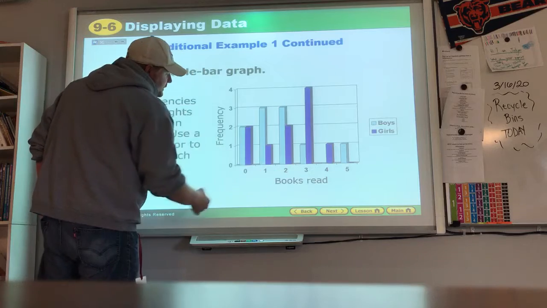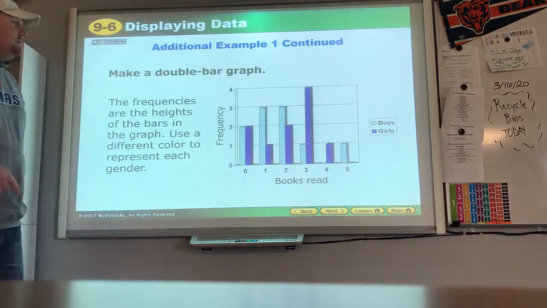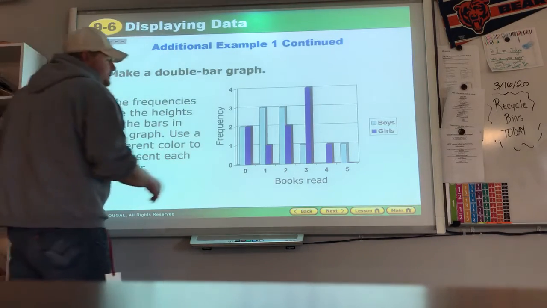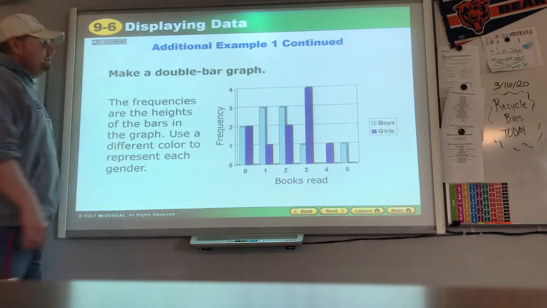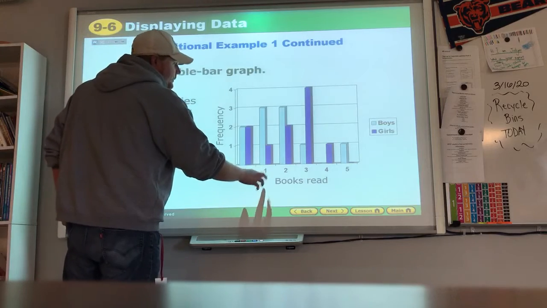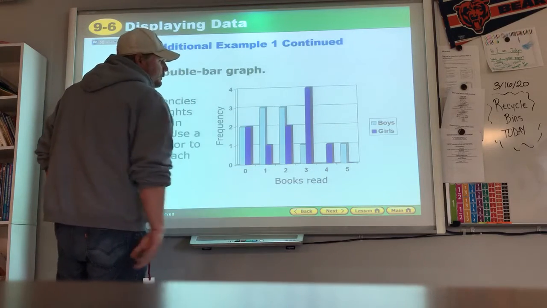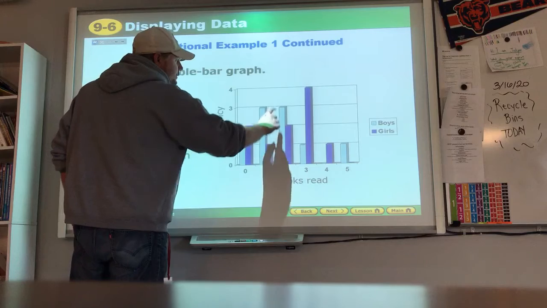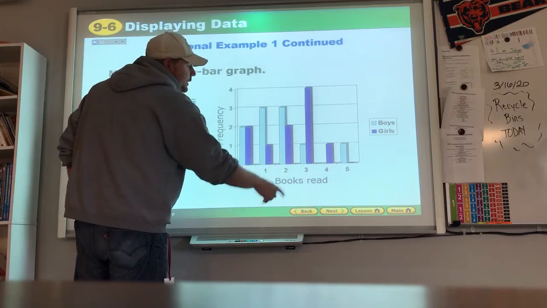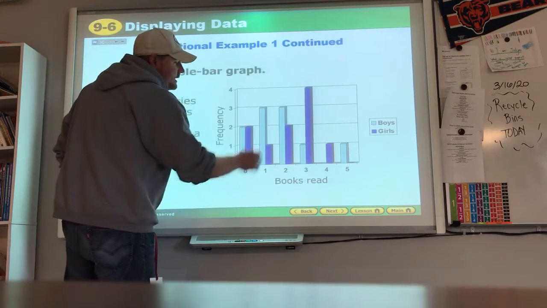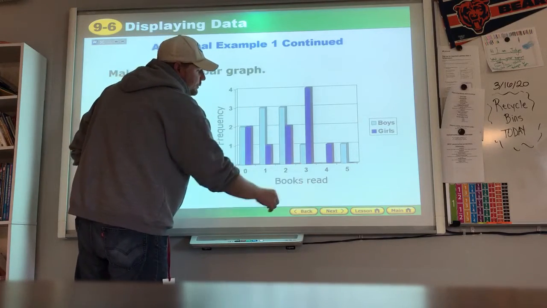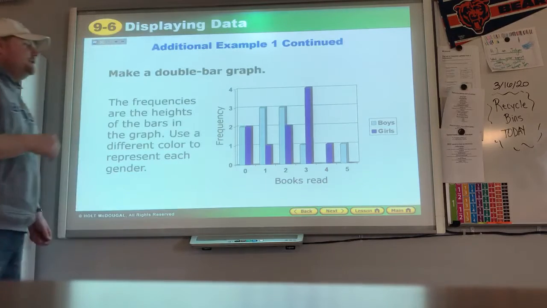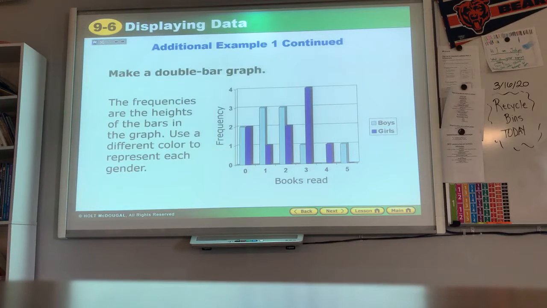This is the number of books read. This is how many girls or boys did it. You can see 0 books read, 2 girls and 2 boys did that. For 1 book read, 3 girls read 1 book, only 1 boy. For 2 books, 3 girls, only 2 boys. For 3 books, we had 1 girl and 4 boys. And for 4 books, we had many girls and only 1 boy, and so on. It's color-coded, so each category has both a girl and a boy bar.